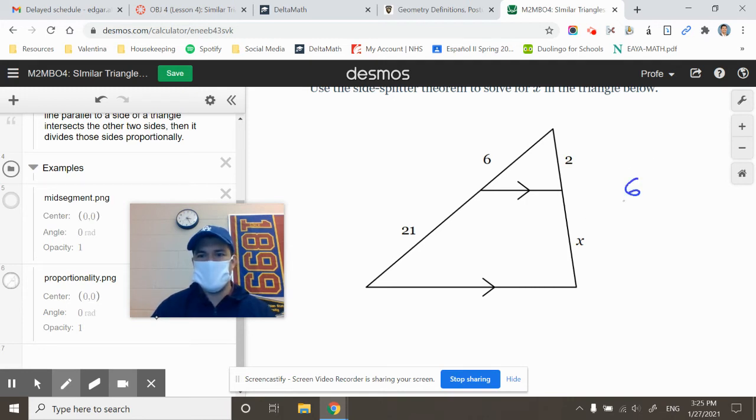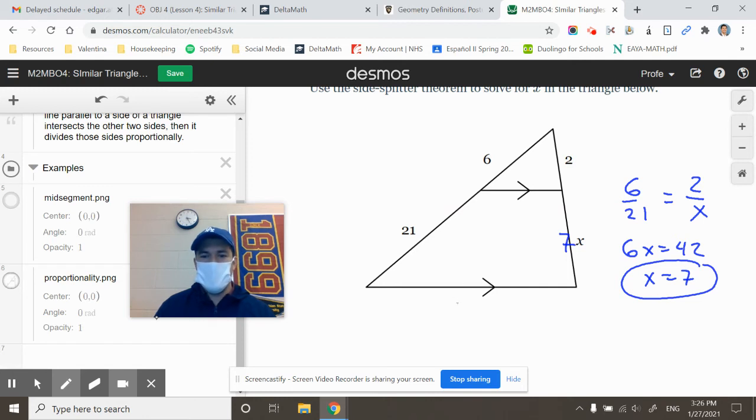So we can say 6 is to 21 as 2 is to x. We can cross multiply: 6x equals 42. And by dividing by 6, x must be equal to 7. So x must be equal to 7.